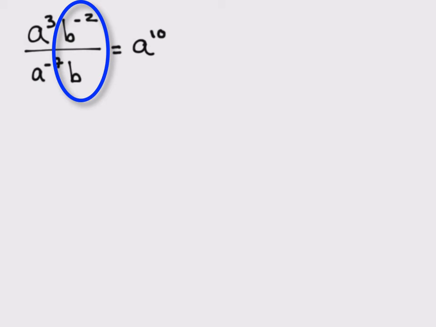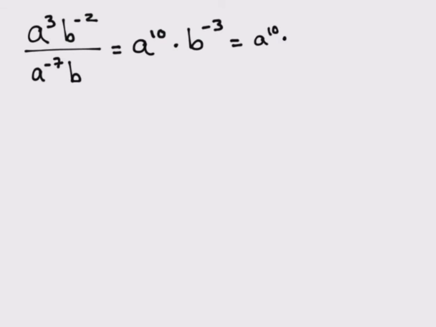Negative 2 minus 1 is negative 3, so we should have a b to the negative third as part of our answer. Of course, we prefer to have no negative exponents at all, so we're going to rewrite b to the negative third as 1 over b to the third, and we're going to write all that as just one fraction, a to the 10th over b to the third. Fantastic. Two more ways to talk about this.